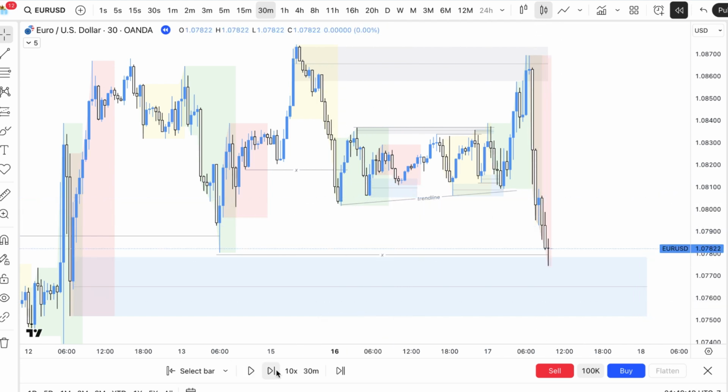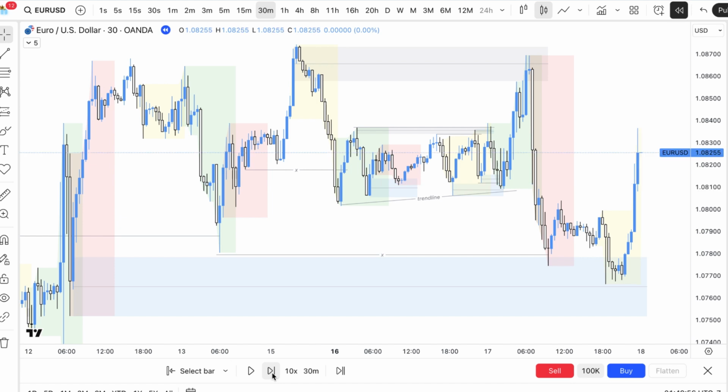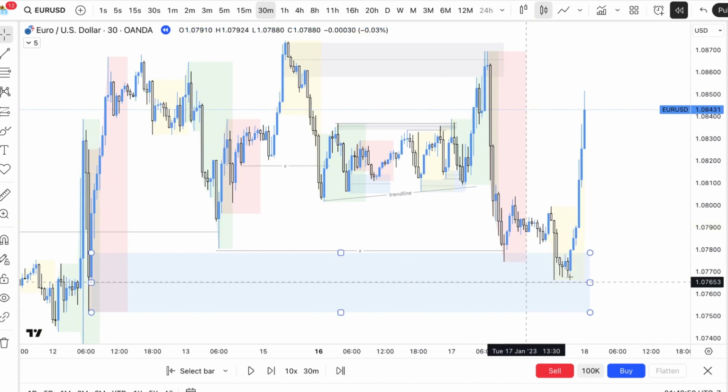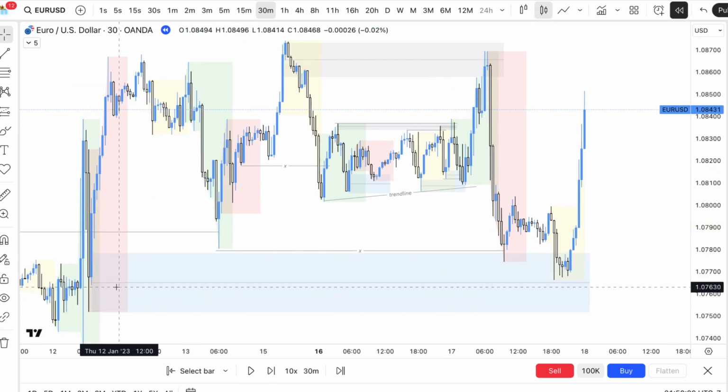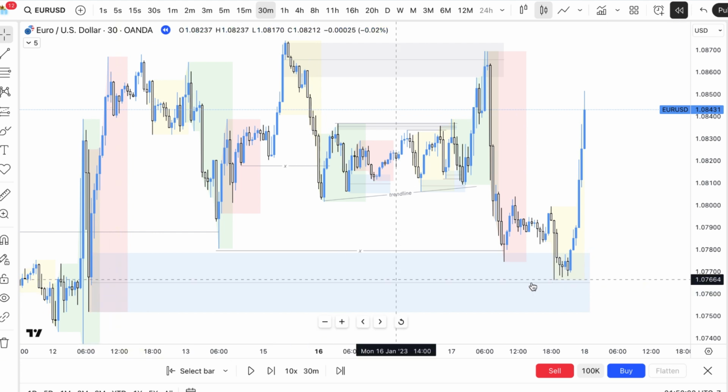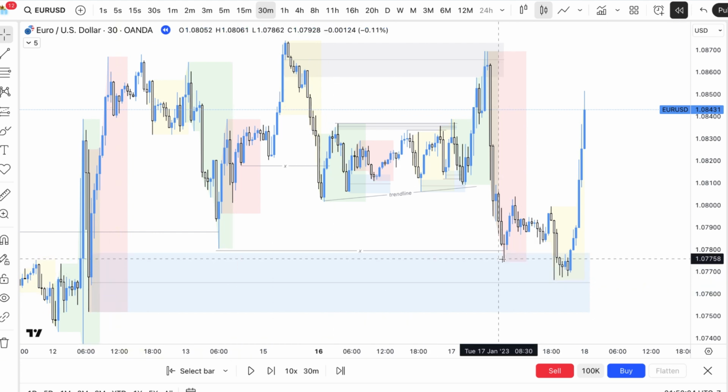Okay, so let's look at the next session. Forget about the end of the New York session. Now we have Asia coming in. If you're an Asia trader, this is a demand zone with some liquidity, with some inducement.